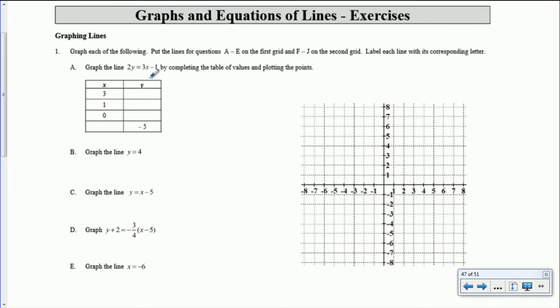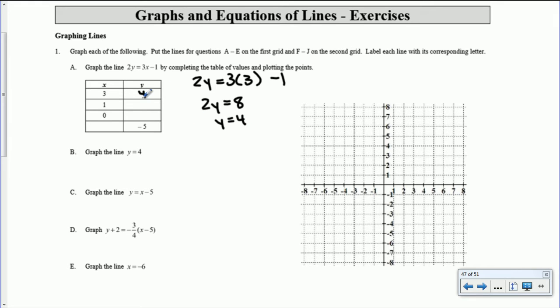Great. Okay, so this first one, graph the line 2y equals 3x minus 1 by completing the table of values and plotting the points. So probably the old-fashioned way to do this is start with this equation, plug the values of x into this and solve for y. So we would do 2y equals 3 times x, so let's try for 3, minus 1, so 3 times 3 is 9, 9 minus 1 is 8, so we have 2y equals 8, and divide both sides by 2, we get y equals 4.